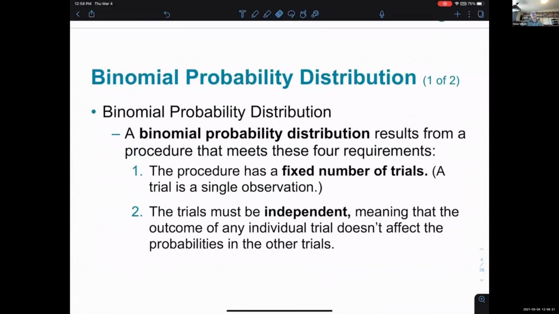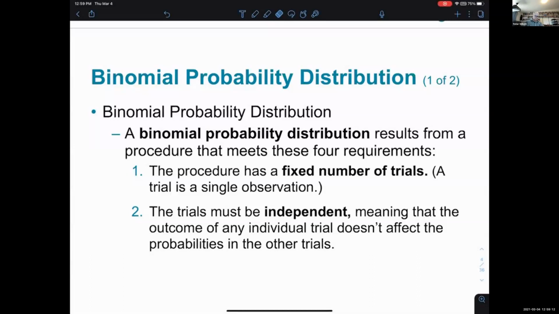All right, so what is a binomial probability distribution? Keep in mind, a probability distribution is what I discussed in our example. A binomial probability distribution results from a procedure that meets these 4 requirements. The procedure I gave before was I rolled a die and I got a 1, 2, 3, 4, 5, or 6. So we need to think about what procedure is used to get those possible numerical outcomes. If it meets these 4 requirements, then that's a binomial probability distribution, and that tells us how we can calculate what those probabilities would be.